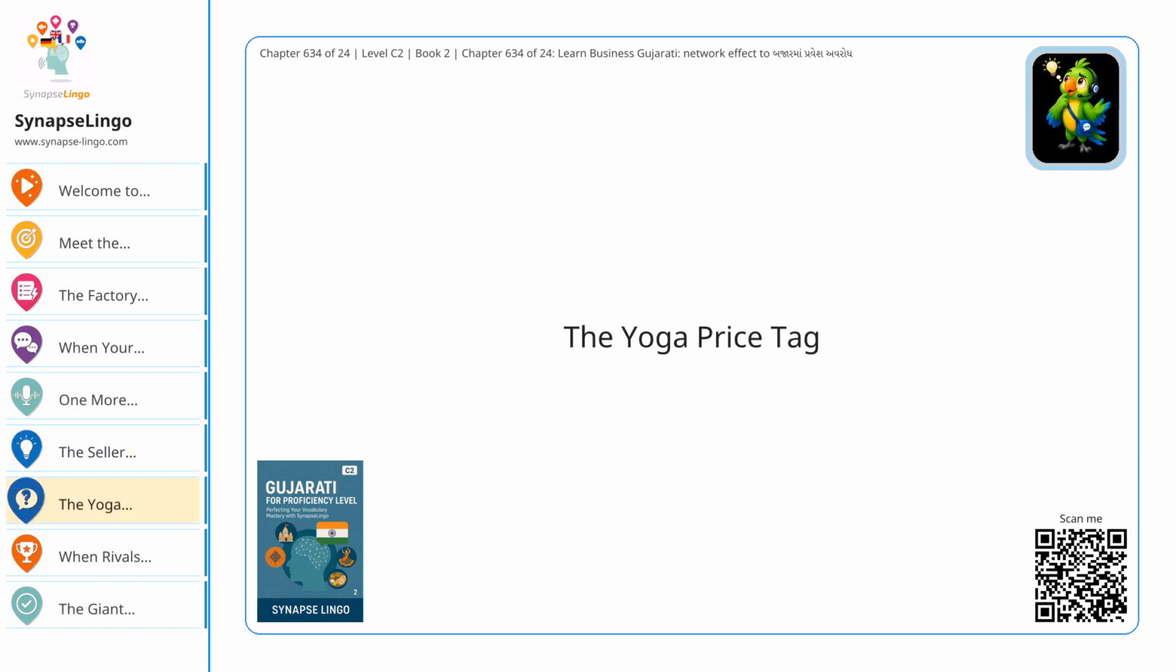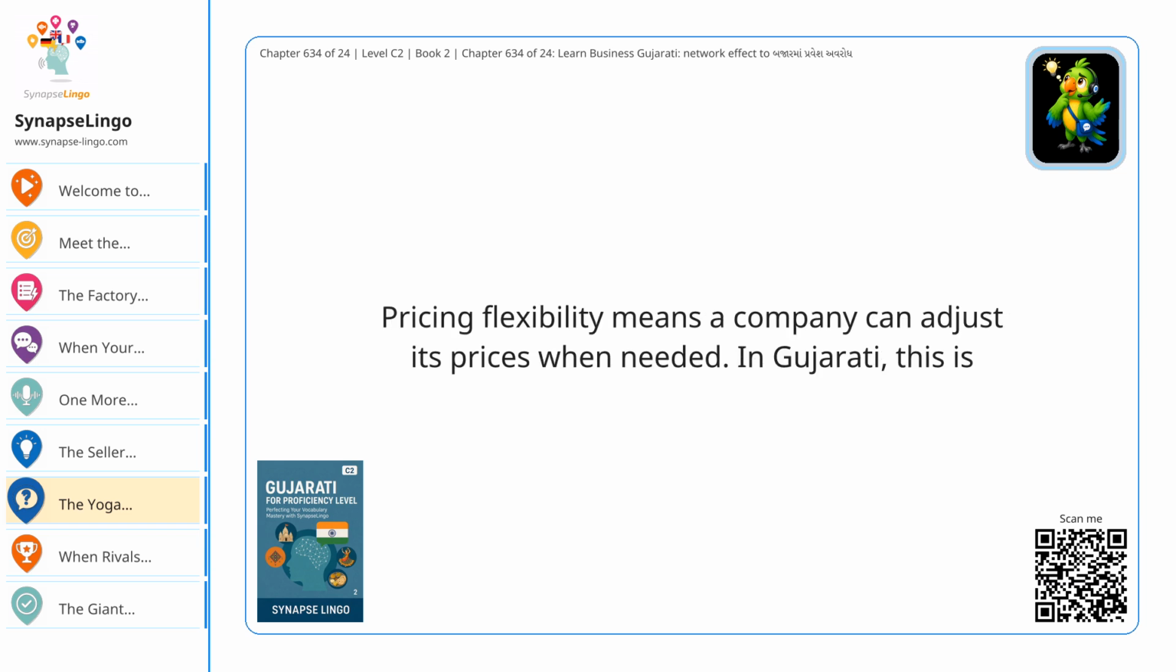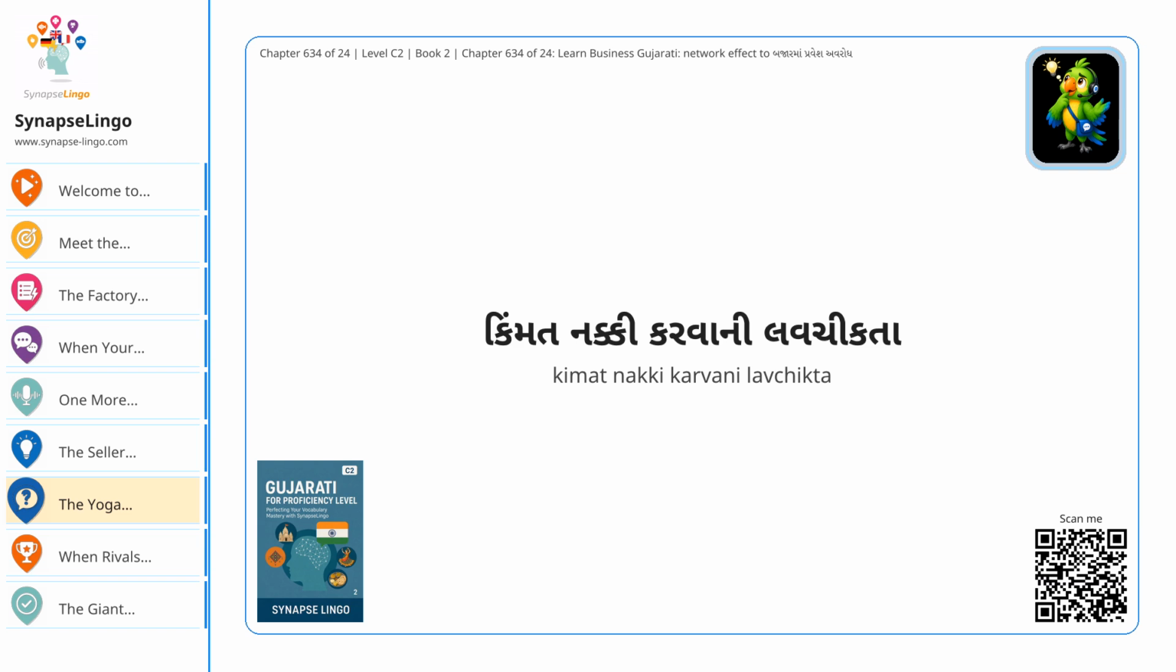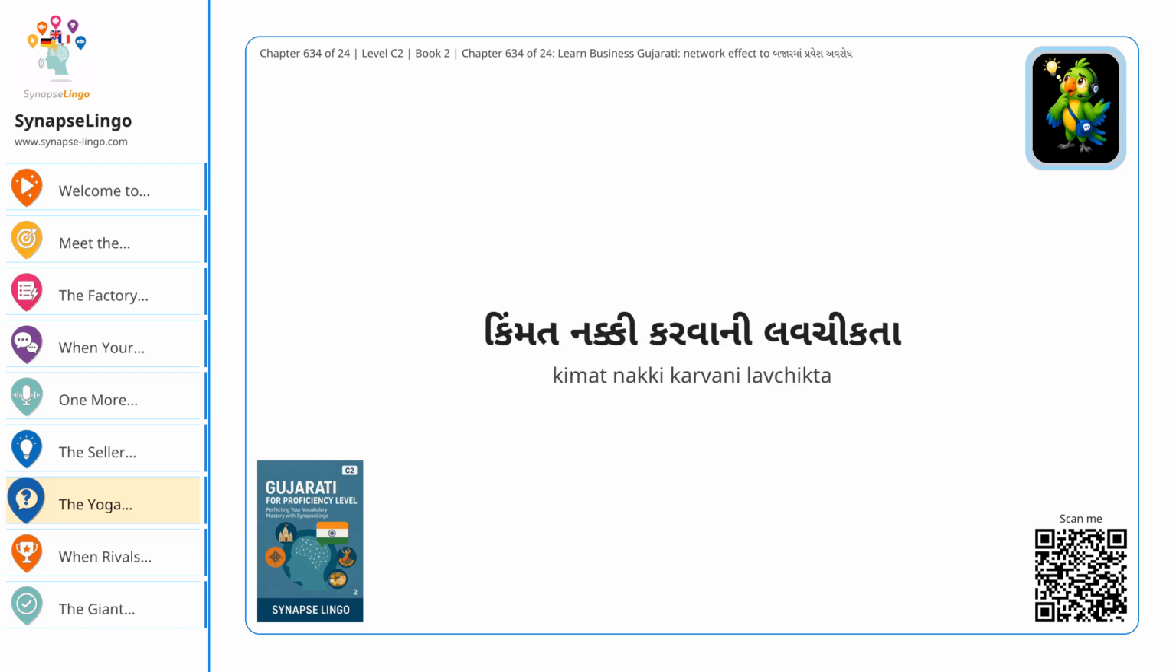The yoga price tag. This one is long, useful, and sounds like a price tag that has been stretching in a gym for 6 months. Pricing flexibility means a company can adjust its prices when needed. In Gujarati, this is કિંમત નક્કી કરવાની લવચીકતા. Again. કિંમત નક્કી કરવાની લવચીકતા.